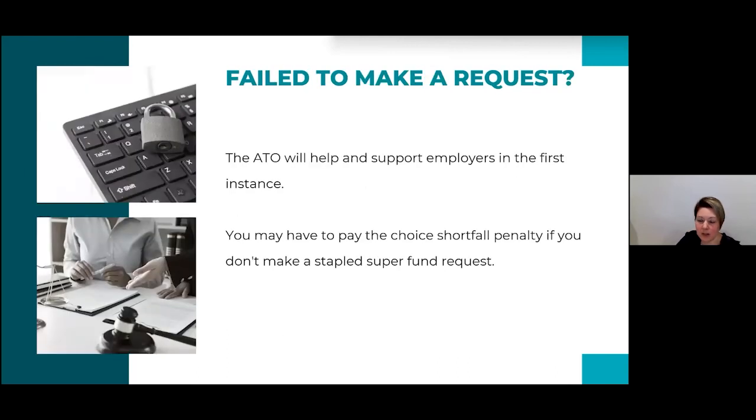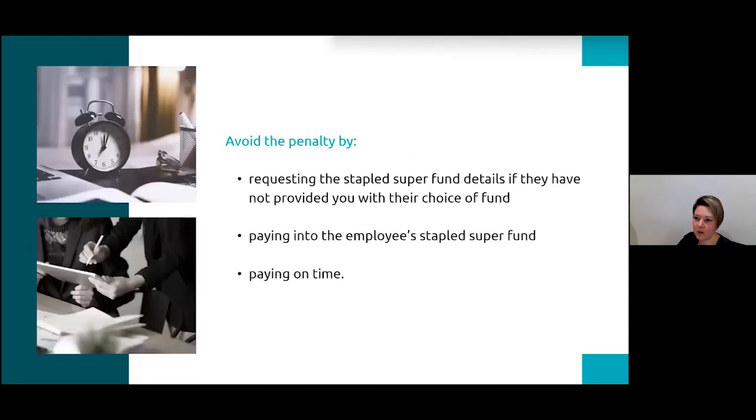If you have failed to make a request for a stapled super detail for an employee, as this is a new process, the ATO will help and support employers in the first instance, although you may have to pay the choice shortfall penalty if you don't make a stapled super fund request. You can avoid the penalty by requesting the stapled super fund details if they have not provided you with their choice of fund, paying into the employee's stapled super fund and paying on time.